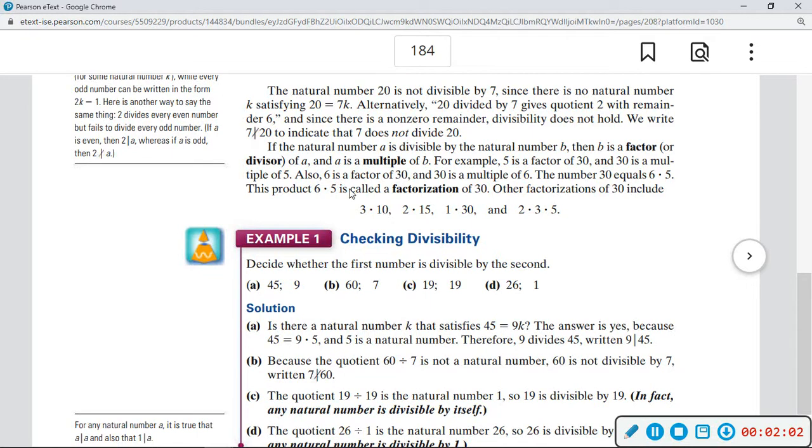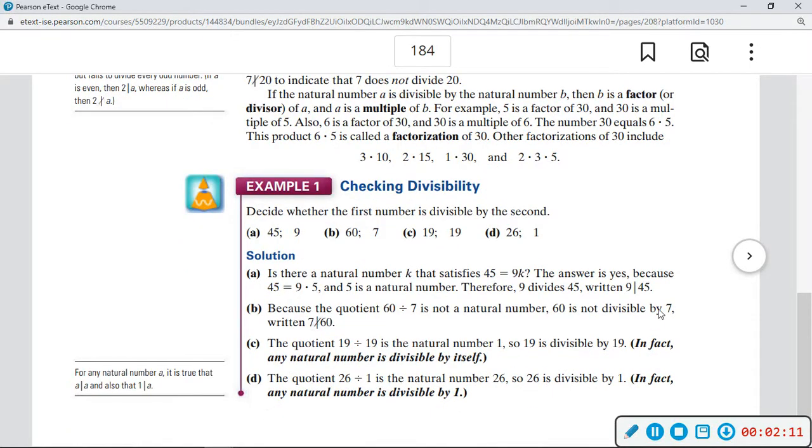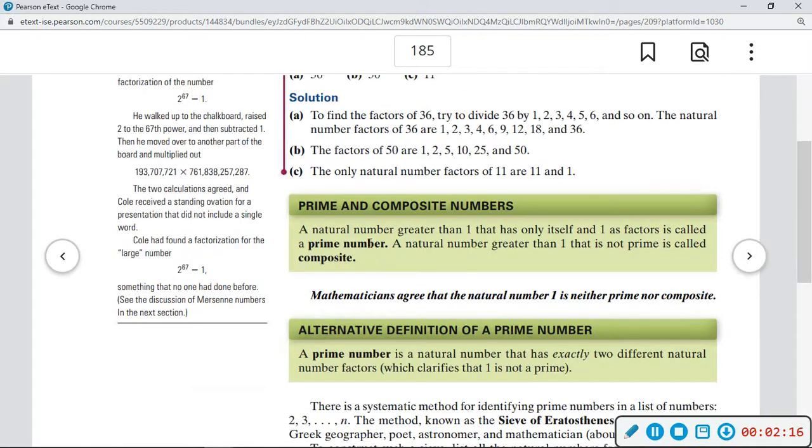We're going to be looking at factorization of a number, which is breaking it down into all its factors, its prime factors. I'm going to skip over prime and composite numbers, so let's talk about that.